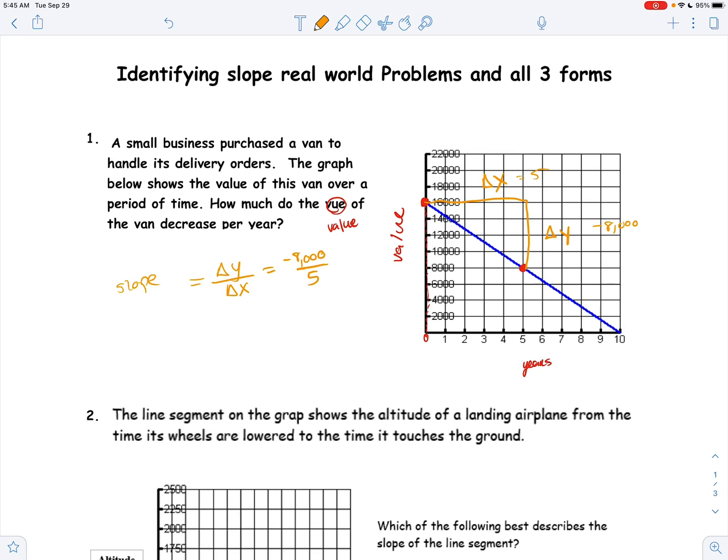And I'm just pulling up my calculator here. All right, and it appears that each year the value of the van goes down negative $1,600. So $1,600 each year, the value goes down. And we've answered the question because it says, how much does the value of the van decrease per year? And here's our answer.